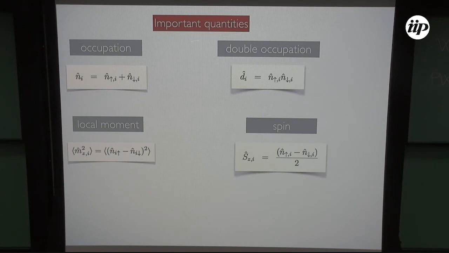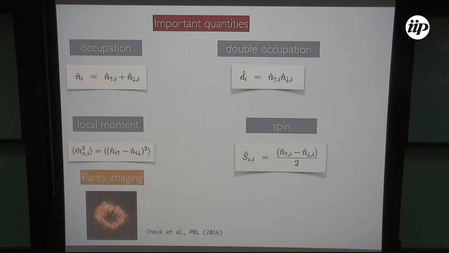The quantities we want to look at are the occupation in each site and the double occupation. I think I've shown that this has been used to map if we have a Mott state or not. Here, it will not serve as a probe to the Mott state because we have this checkerboard pattern that does have double occupation. Spin, of course, we want to see spin correlation, and local moment.